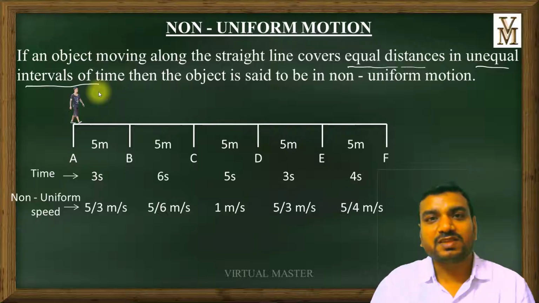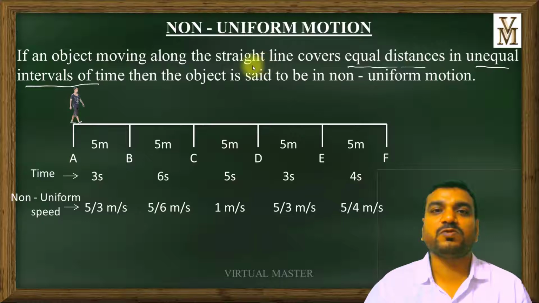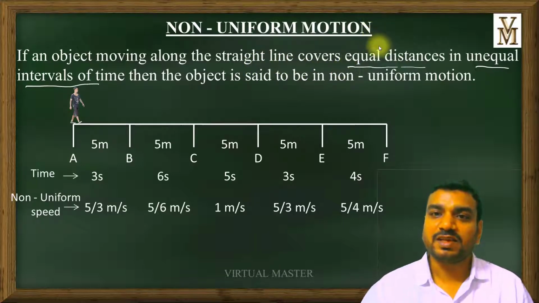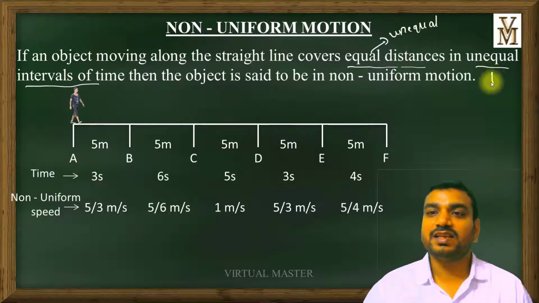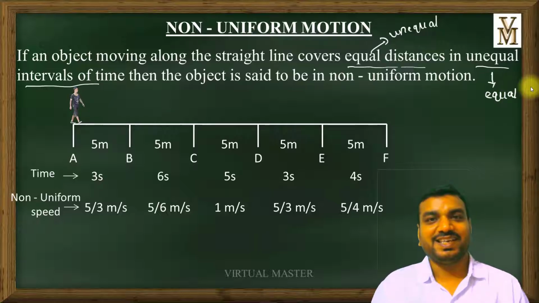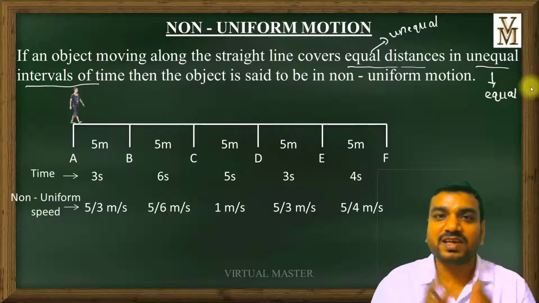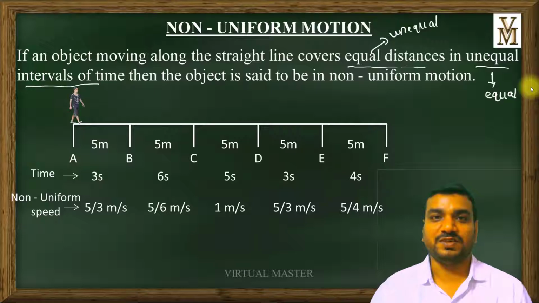We can define non-uniform motion in one more way. That is, if an object moving along a straight line covers unequal distances in equal intervals of time, then the object is said to have non-uniform motion.